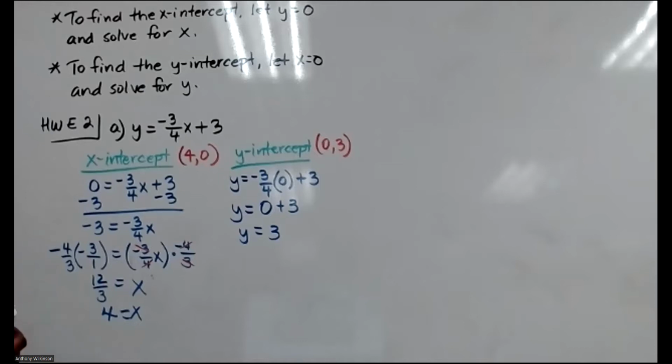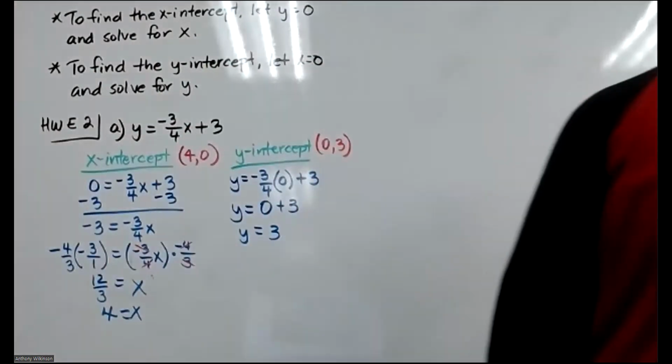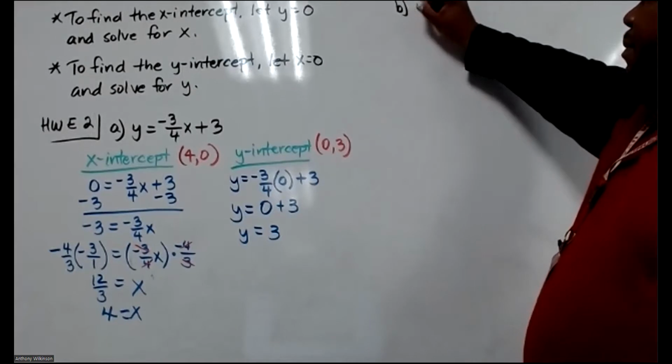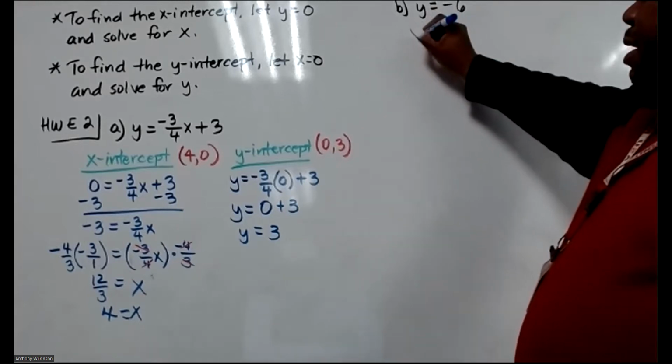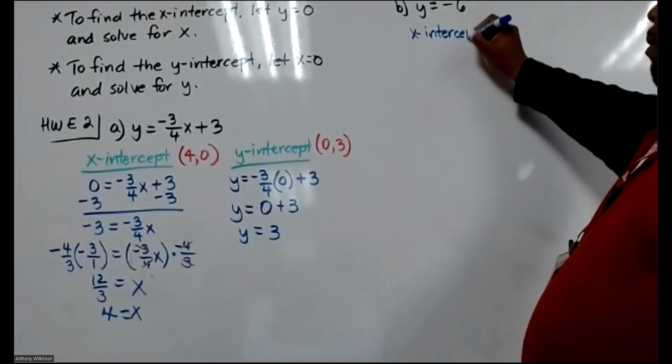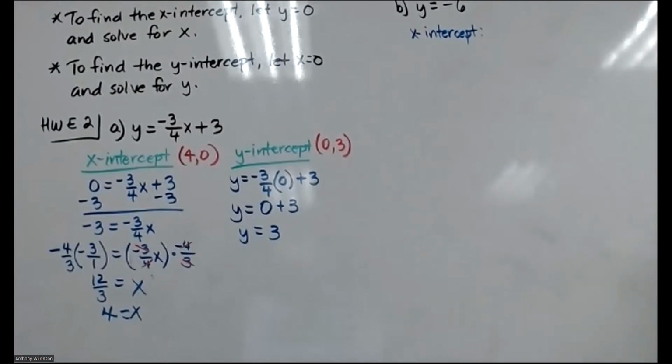All right, now take a look at part B. Here we got y equal negative 6. Okay, and let's say I wanted to find both the x-intercept and the y-intercept. Now let's think about this for a moment. Y equals a constant is what type of line? Yeah, straight line, but what type of line? Horizontal or vertical? Vertical. Mm-hmm. No, horizontal. Yeah. Okay. Horizontal line, that means it's going to cross the x-axis.